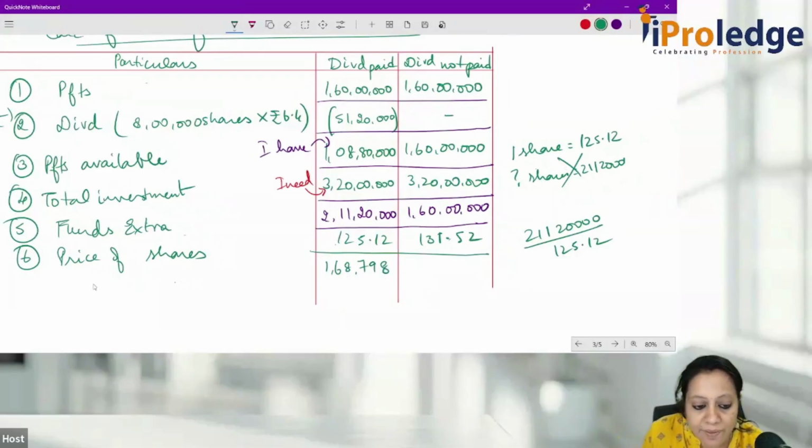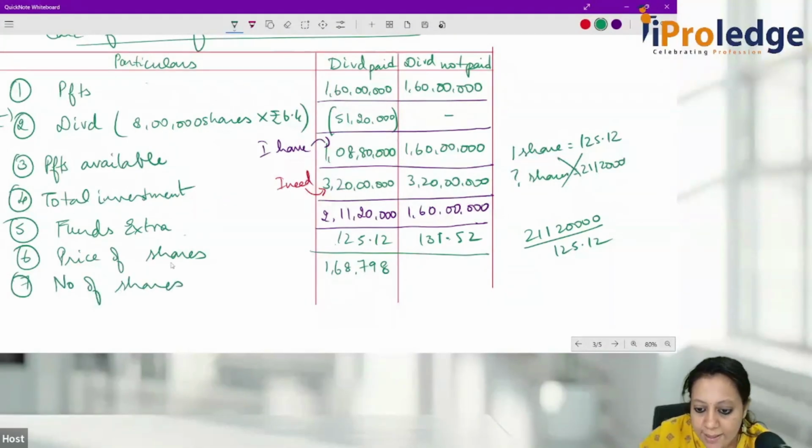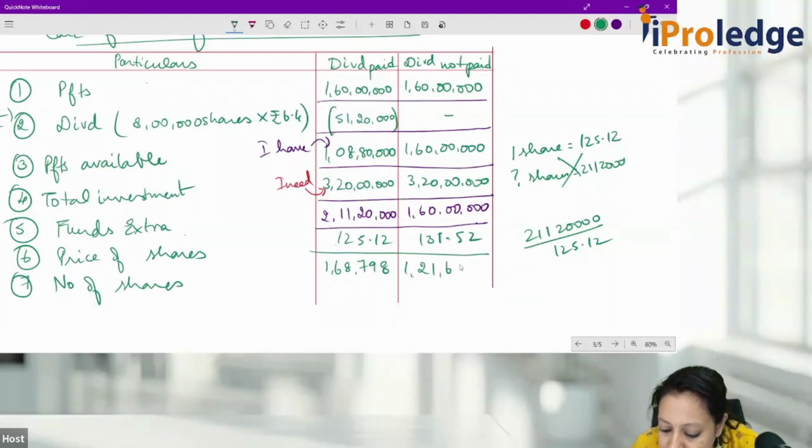798 we will keep rounded off. Okay. So that is the number of shares. This is the number of shares. Same way, 1 crore 60 lakhs divided by 131.52. How much is the number of shares? 1 lakh 21,655. That is the number of shares. Okay. So up to this only it is asked in the question.